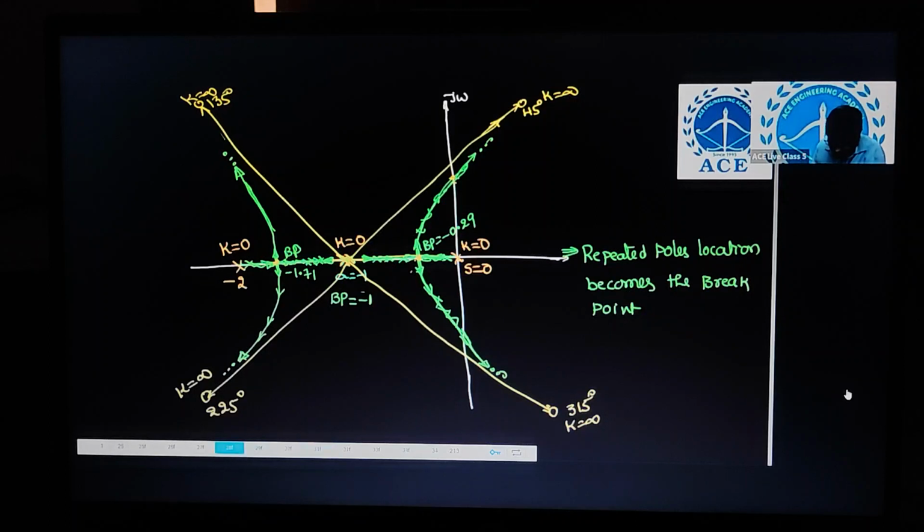Mainly get the idea on breakpoints. Okay? Right. Mahalakshmi, not critically damped, because pole at origin is there.